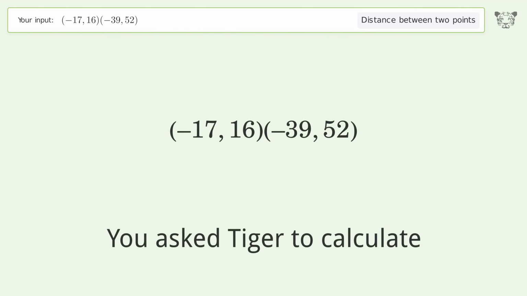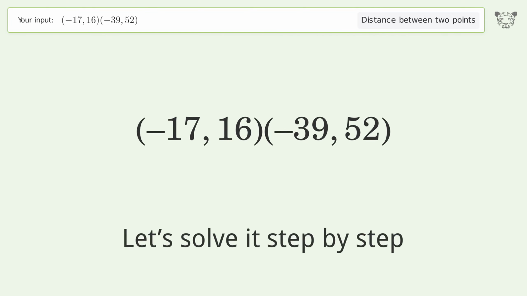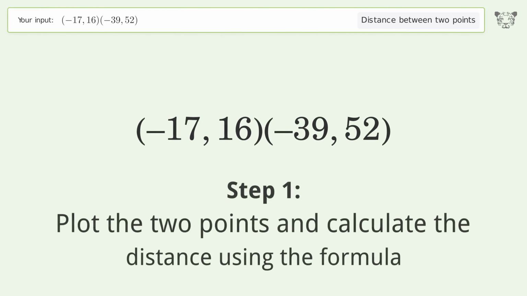You ask Tiger to calculate. This deals with the distance between 2 points. The distance between the 2 points is the square root of 1780, or 42.19. Let's solve it step by step. Plot the 2 points and calculate the distance using the formula.